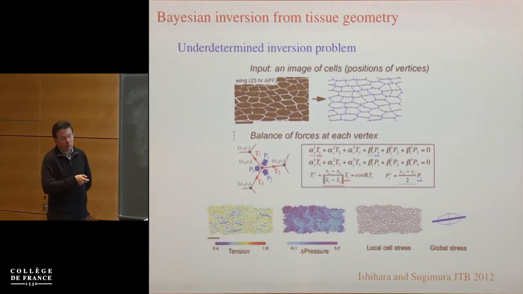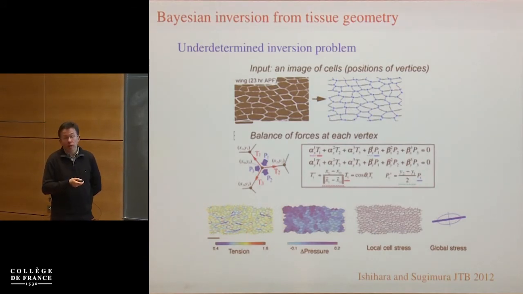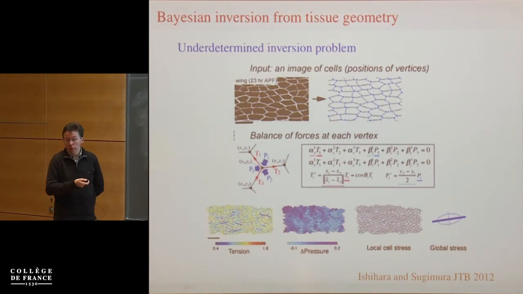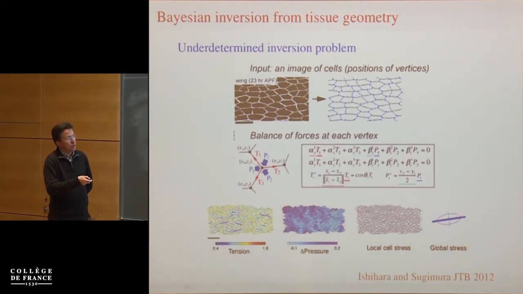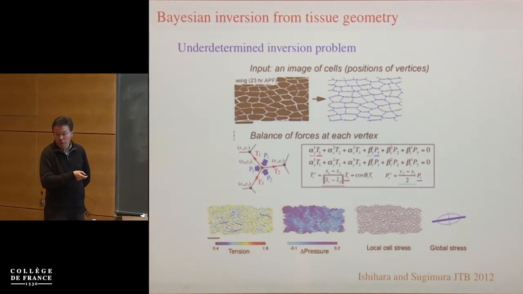One issue when you look at the system of equations is that we have fewer equations than unknowns. The system is underdetermined, which means that it cannot be inverted straightforwardly. They used statistical methods based on inversion in order to circumvent this problem and managed to obtain, from images of, I think, the wing here, a map of tensions and a map of pressures, which allows to reconstruct the stress of each cell, and given the stress of each cell, to coarse grain and to obtain the stress of the tissue, which is represented here, just as Jean-François explained a moment ago.